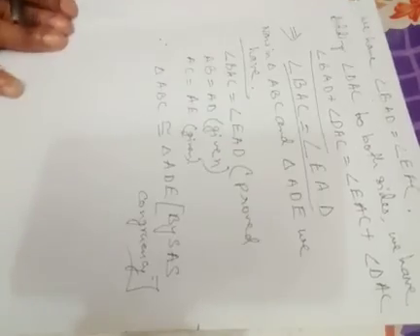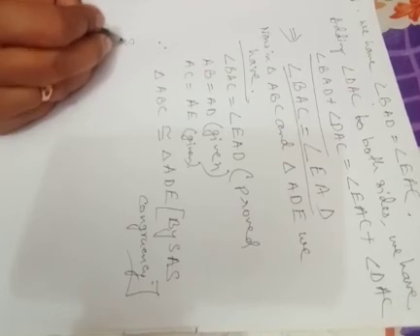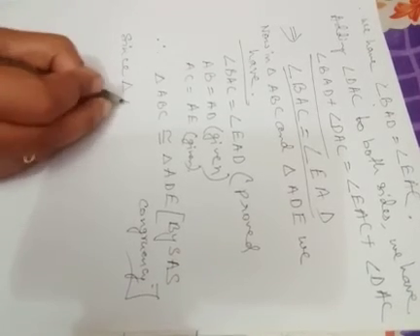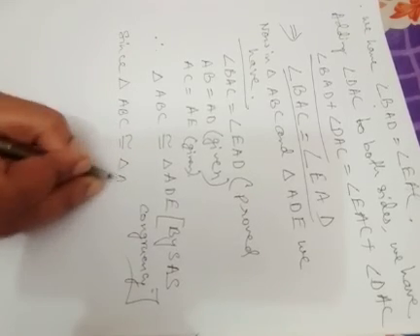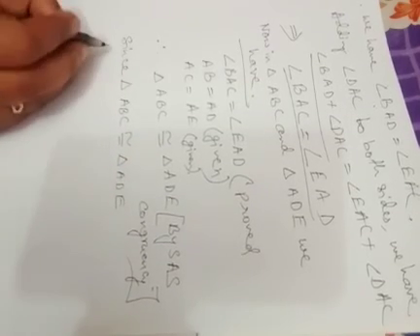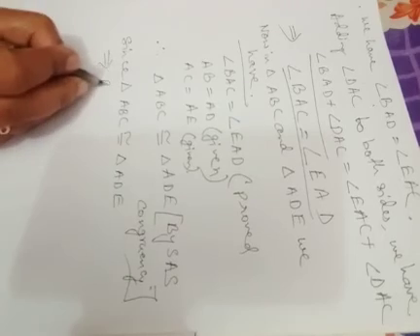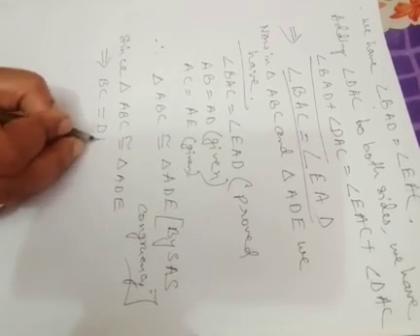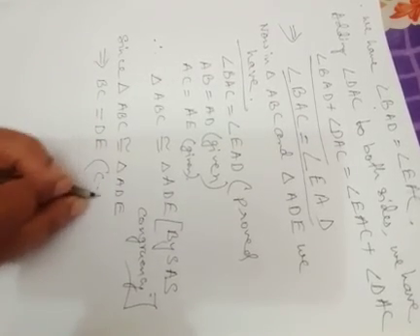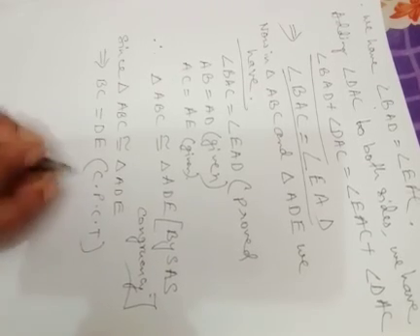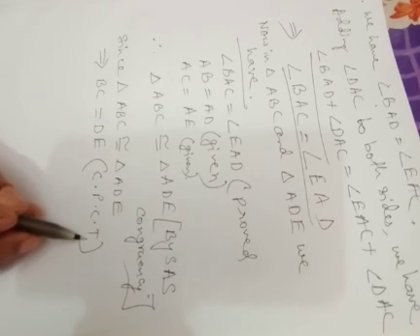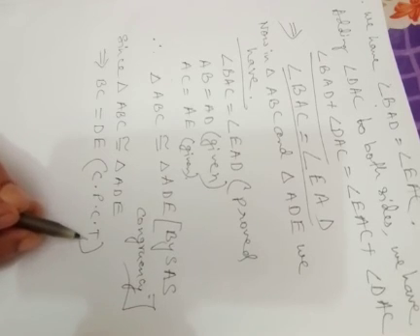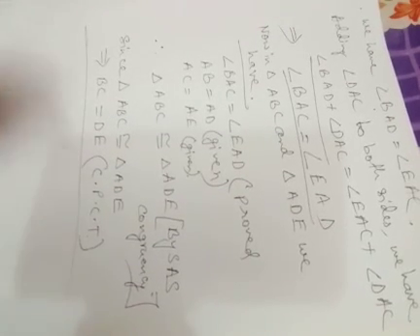Since triangle ABC is congruent to triangle ADE, we can write BC is equal to DE by CPCT. Corresponding parts of congruent triangles are always equal. Like this we have proved.